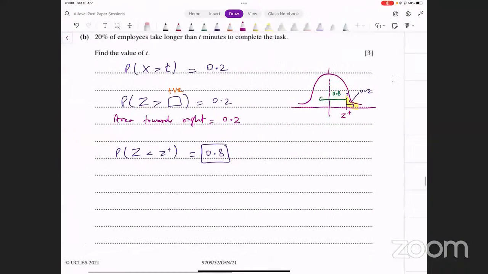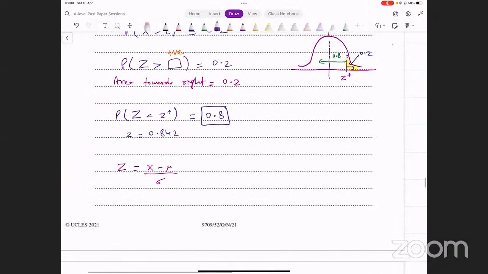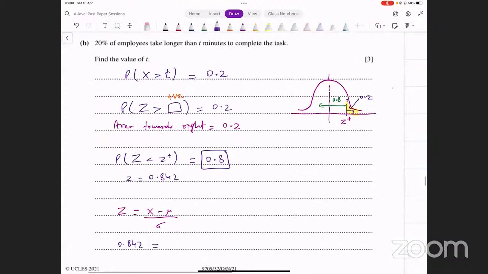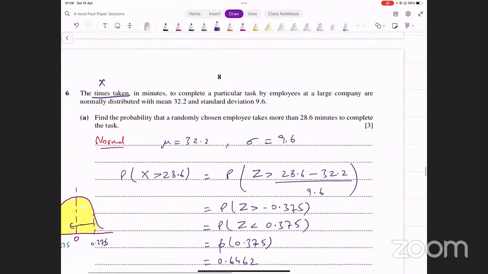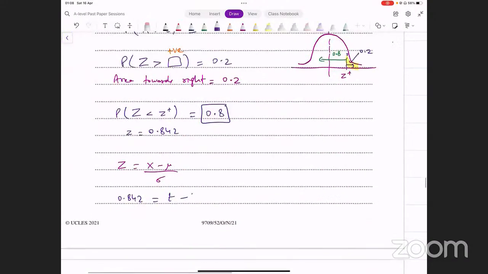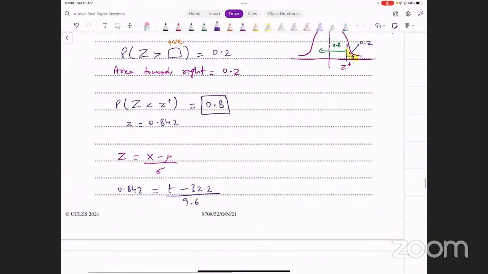यहाँ पे जाके लिख लेते हैं. z की वैल्यू हमारे पास आ गई 0.842. अब यहाँ पे आपको देखना होता है z हमारे पास पॉजिटिव है नेगेटिव है. पॉजिटिव था, so we just use this value of z. यही यूज कर लें. t फाइंड करना है ना आप, so use the formula. z equals x minus mu over sigma. z की वैल्यू 0.842 डाल दें. That equals x. x की जगह पे यहाँ पे क्या आ रहा था? t minus the mean. Mean was 32.2 divided by the standard deviation, which was 9.6, and that's going to give you the value of t.